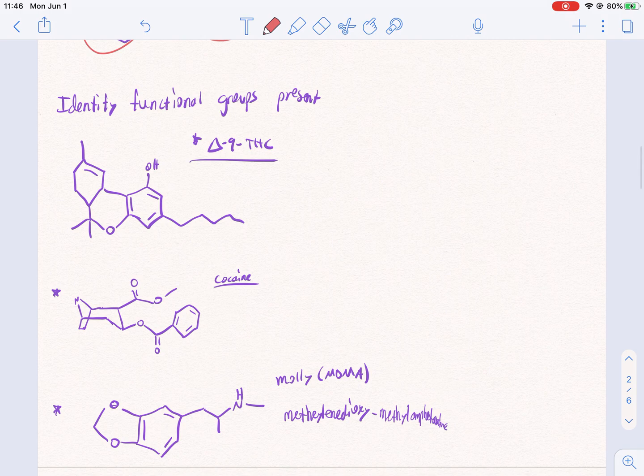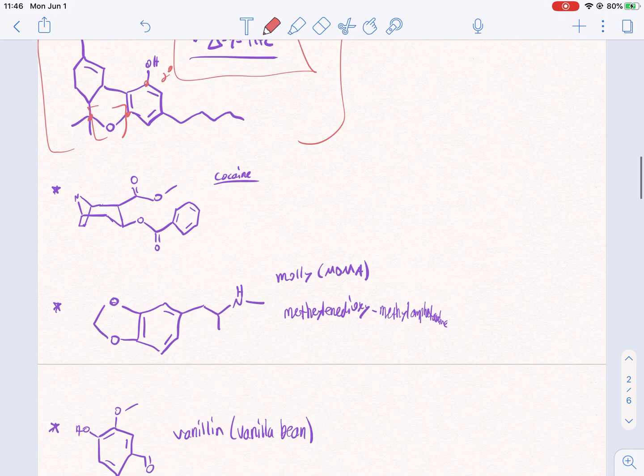Identify the functional groups present. Some of y'all like to use some weed. Delta 9 THC. How many? One carbon here. It's connected to 1, 2. Secondary. And then we also have an ether, right? Either C or C, right? Hopefully that makes sense. Cocaine, right?